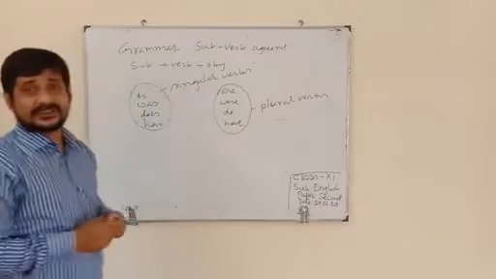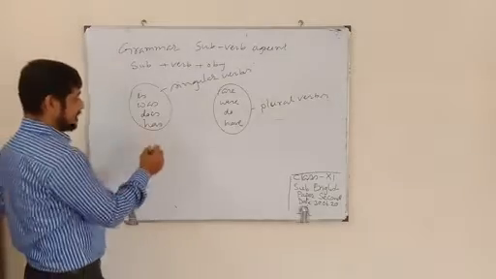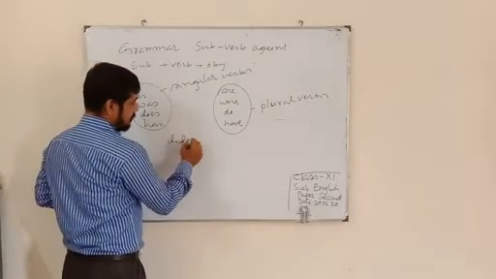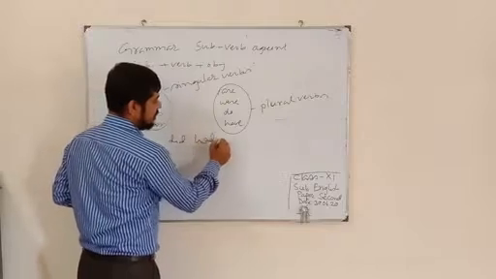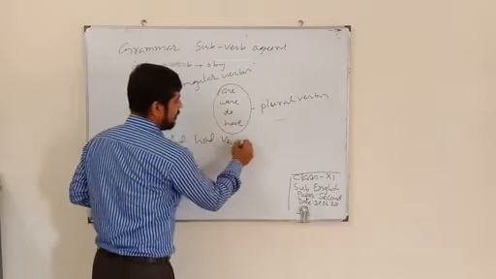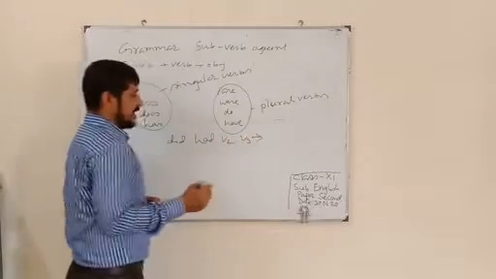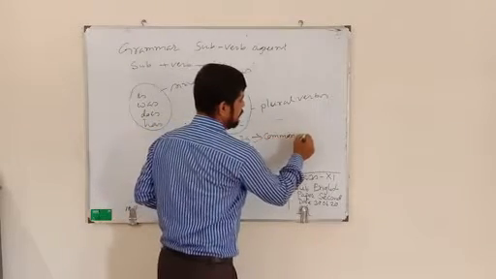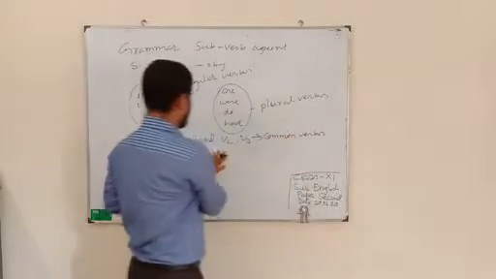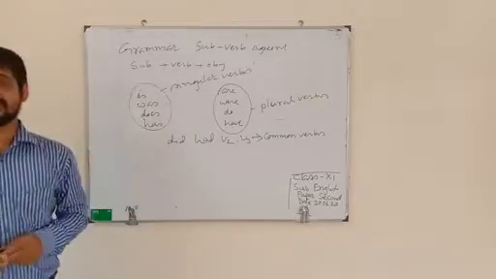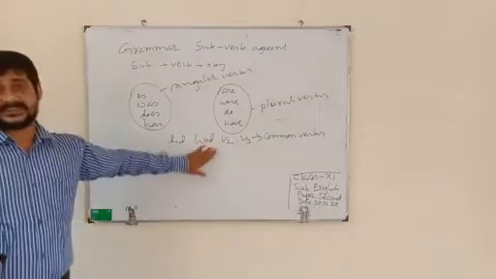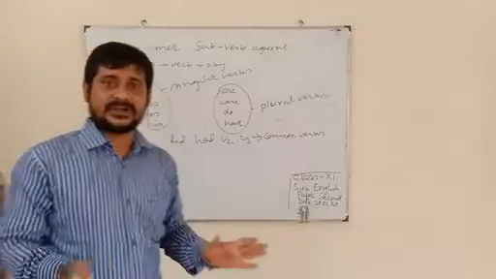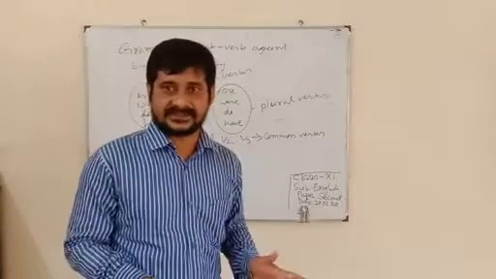Besides this, there are also some verbs such as did, had, V2, V3. These are called common verbs. Why are these verbs called common verbs? Because these verbs can be used after a singular subject or a plural subject.